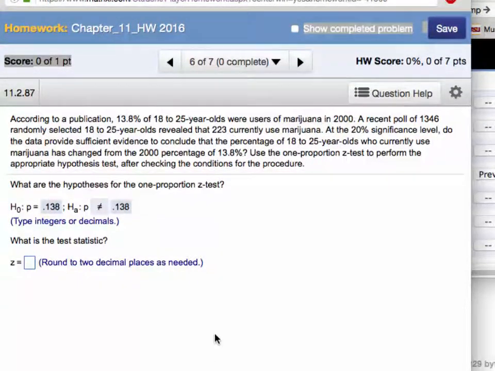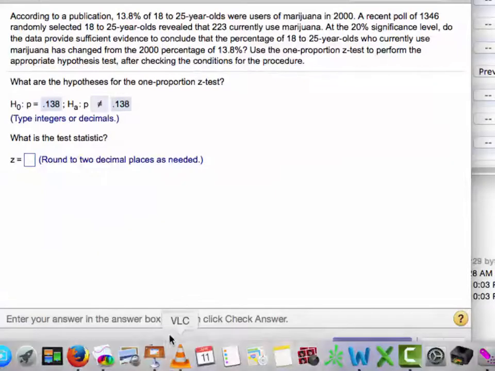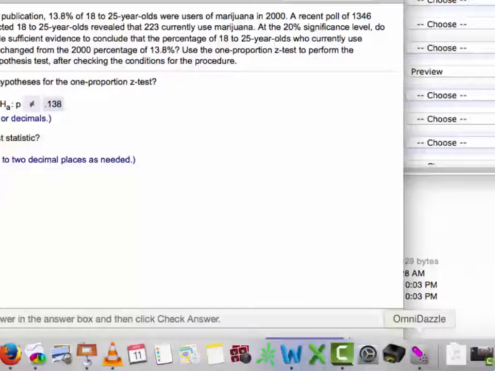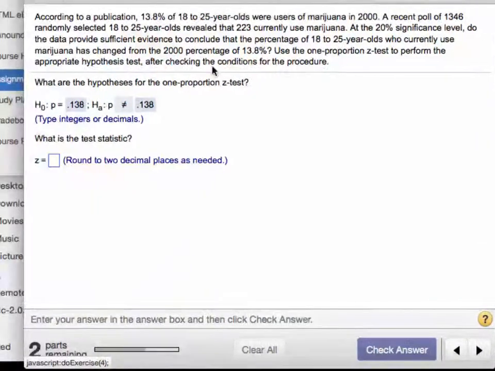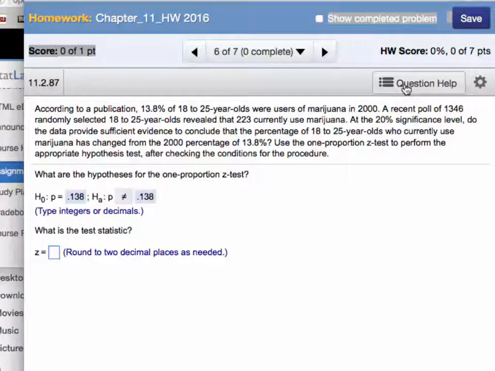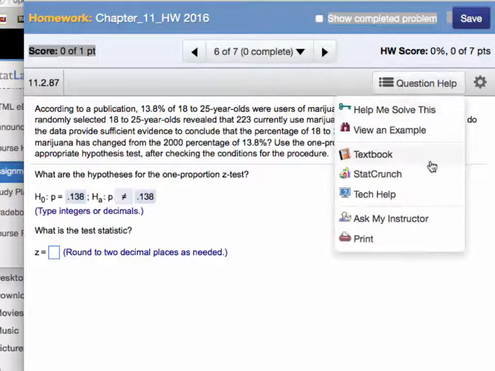Okay, the test statistic. So the test statistic is going to be for our proportion, right? And that was that ugly thing, so we use StatCrunch to do this, right? So let's open up StatCrunch.